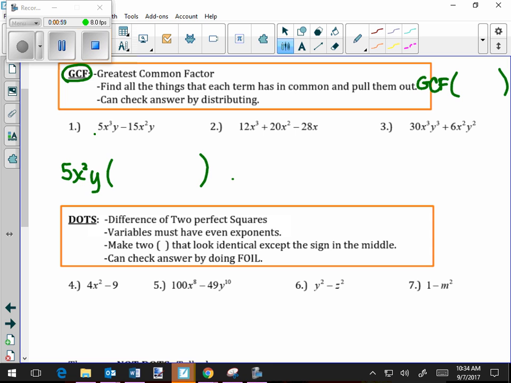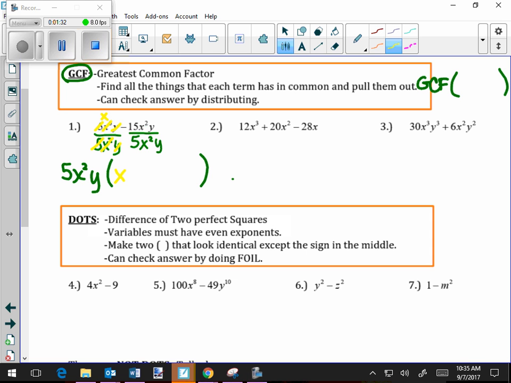In order to figure out what your parentheses are going to have in them, you essentially are dividing both of the terms of your original problem by the GCF. So when I do the dividing, in the first term, 5 divided by 5 is 1, so you could write a 1 if you wanted to. And then you have this x to the second and x to the third, which leaves you an extra x. So the 5's cancel, and then the y's cancel also. So when you go through and do that division, the only thing that you have left is just an x.